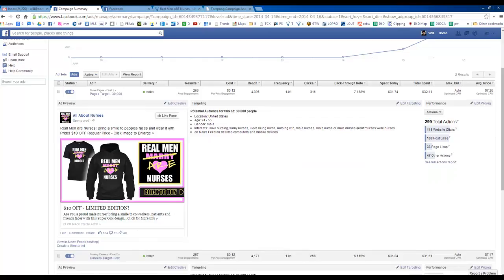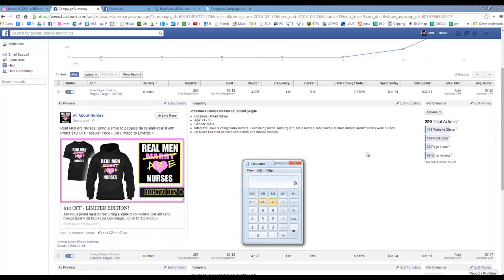Here looks like it's probably going to be pretty close to the same. So $32.11 divided by 111. Wow, what a difference. So there's a big difference between the cost per click. So no, I was wrong. It's not about the same. This one is almost half of the cost per click to the actual website than our other one is.